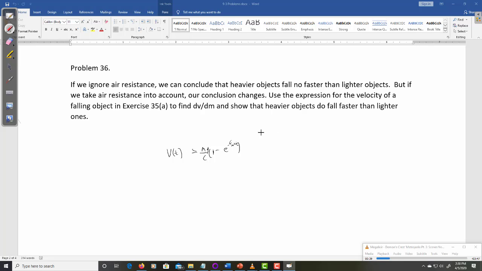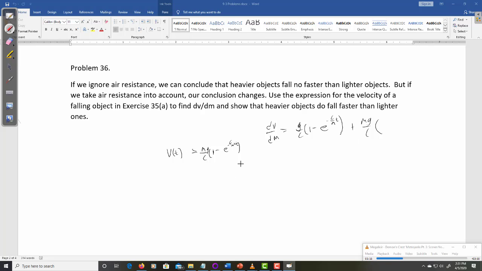So let's see, dV/dm. We've got an m in the exponent here, and we've got an m right here. So we do have to do the product rule. The derivative of this part in terms of m is g over c times 1 minus e to the negative c over m t. G over c. And then plus, leave the mg over c alone.